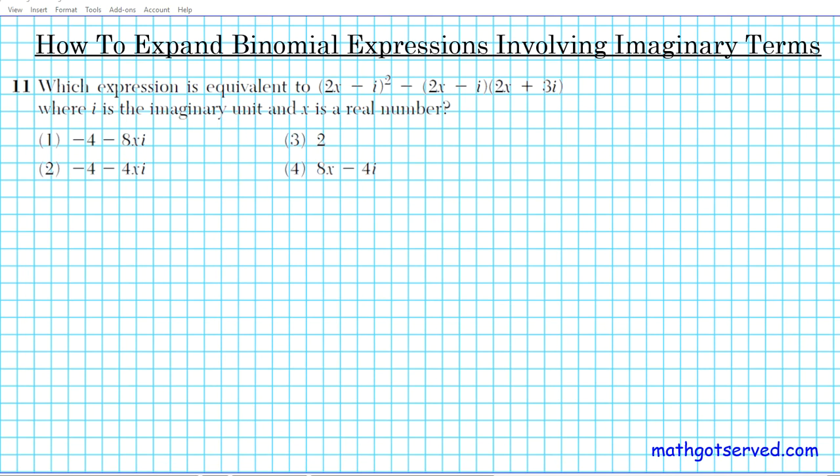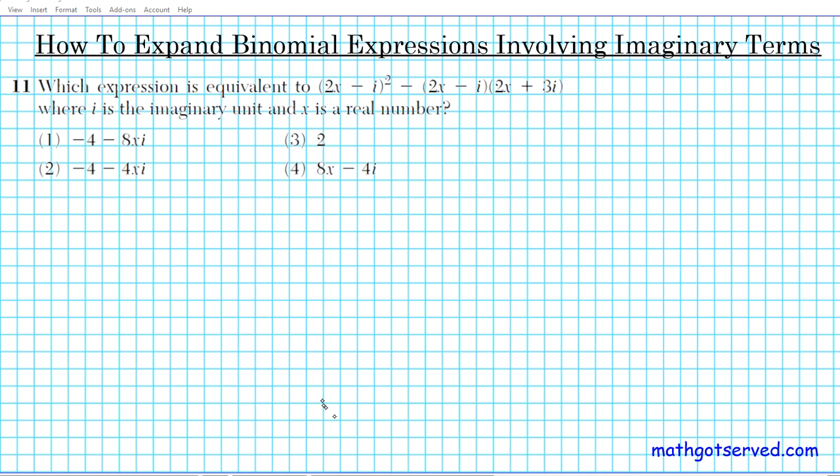In question 11, you're being assessed on how to expand binomial expressions involving imaginary terms. Question 11 reads, which expression is equivalent to quantity 2x minus i squared minus quantity 2x minus i times quantity 2x plus 3i, where i is the imaginary unit and x is a real number.